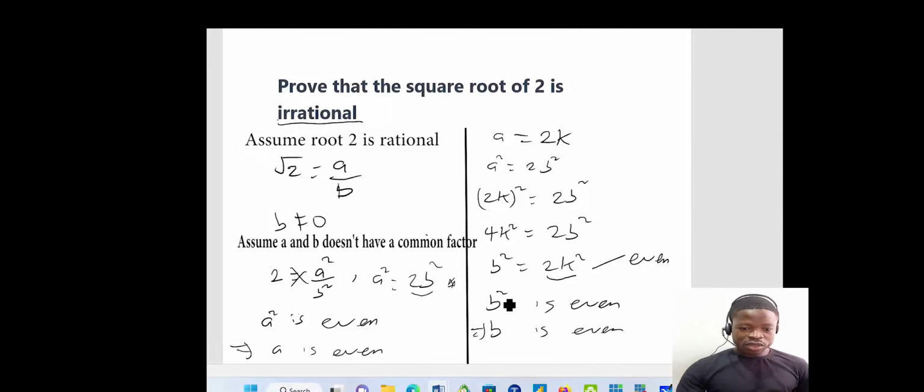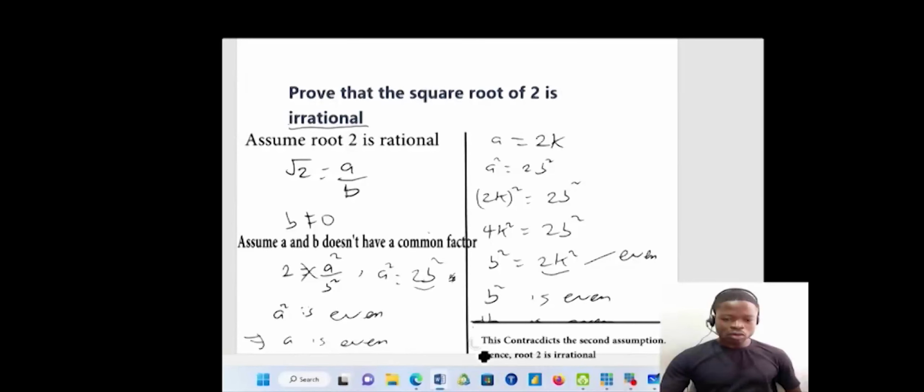And don't forget where we started from. We assumed that a and b don't have a common divisor. But we've been able to prove that a is an even number and b is also an even number. So if a and b are both even, that contradicts the assumption that we started with, that a and b do not have a common divisor. Since they are contradictory, that means that root 2 is not a rational number. Therefore, root 2 is irrational.